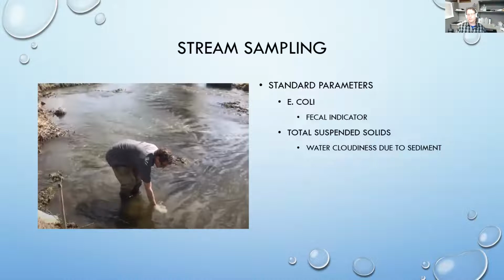And for stream sampling, we're looking at 2 parameters. I should note what a parameter is. We consider a parameter like a thing that we test the water for. So in this case, E. coli and total suspended solids. We talked about E. coli, it's a fecal indicator. Total suspended solids is a way to measure the amount of sediment in the water. And it focuses on sediment that suspends in the water rather than, say, particles of sand that would sink to the bottom. So this is the sediment that makes your water cloudy and murky. Next slide, please.